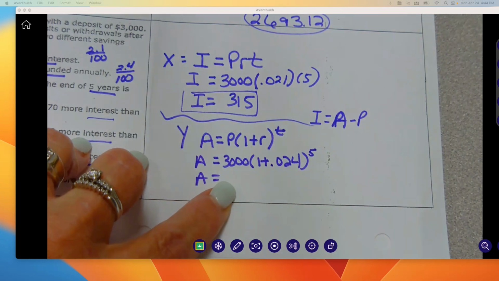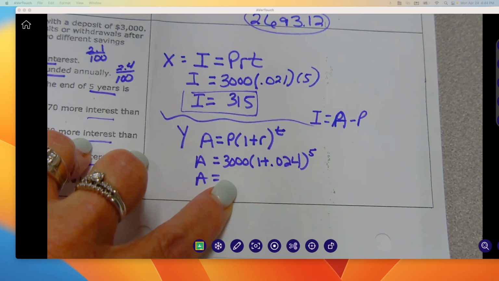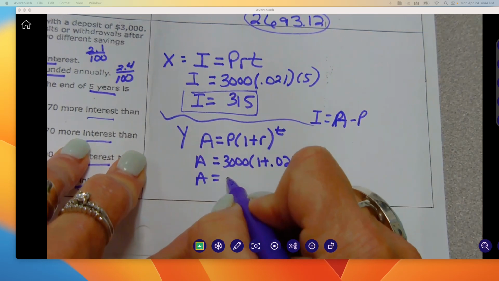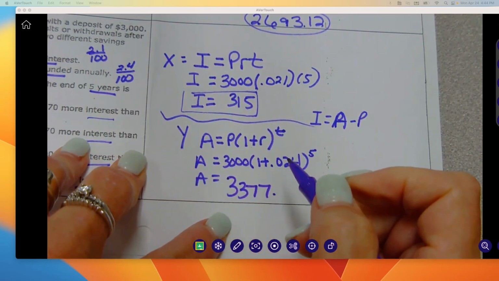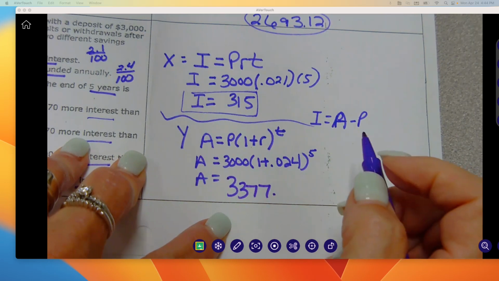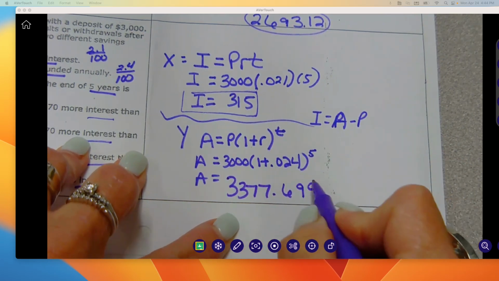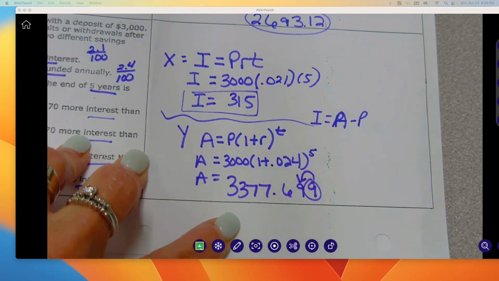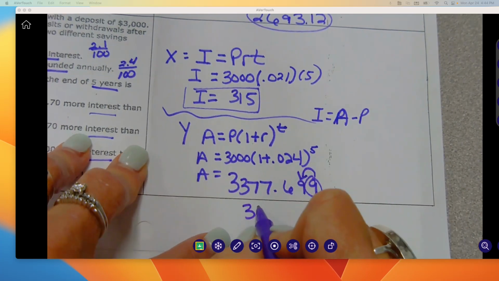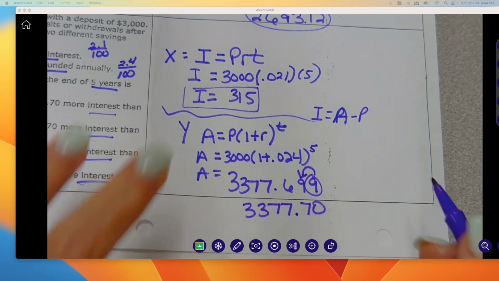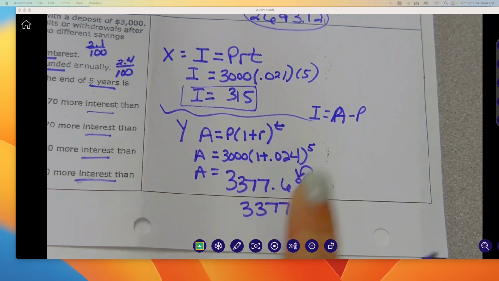So I'm going to come over here to Desmos, and I'm going to carefully put in 3,000 parentheses 1 plus 0.024 close parentheses. My exponent is 5, so I'm going to hit the AB, and it's flashing, so I'm going to put in 5. So my total is $3,377.60699. Okay, this 9 tells me to round all that up to a 10. So that's going to be $3,377.70.